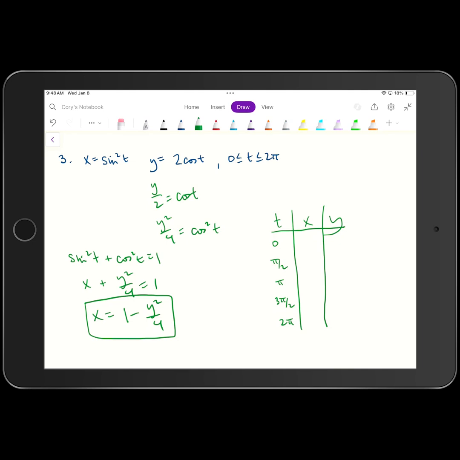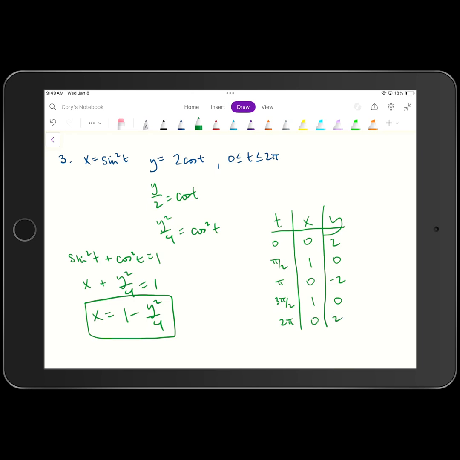So when we plug 0 in the place of t for both equations, sine squared of 0 is 0. 2 cosine of 0 is going to be 2. When we plug pi over 2 in, sine squared of pi over 2 is 1. 2 cosine of pi over 2 is 0. When we plug in pi, we're going to get coordinates 0, negative 2. When I plug in 3 pi over 2, we get coordinates 1, 0. And then when we plug in 2 pi, we get coordinates 0 and 2.